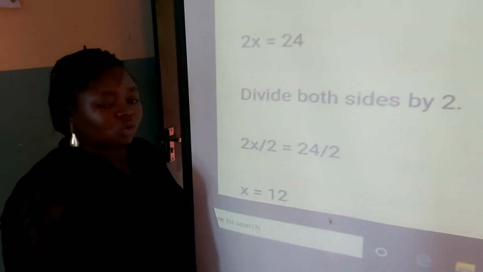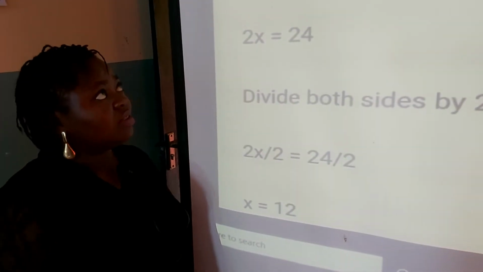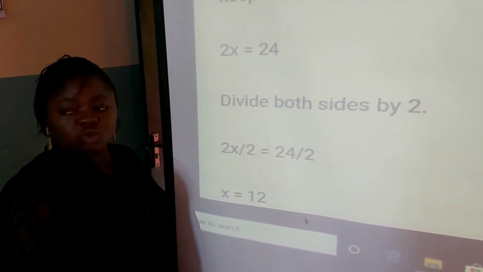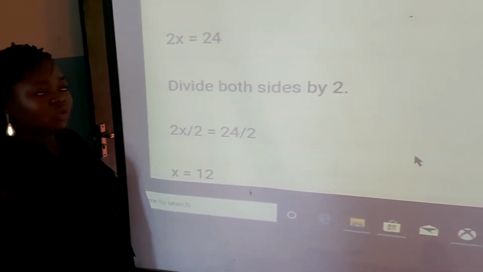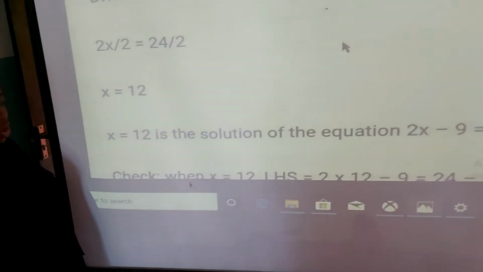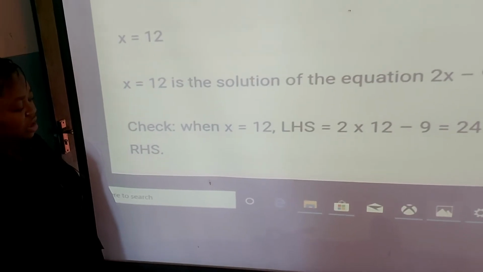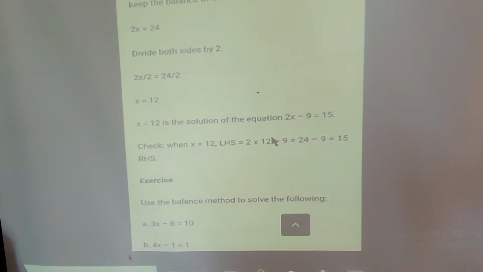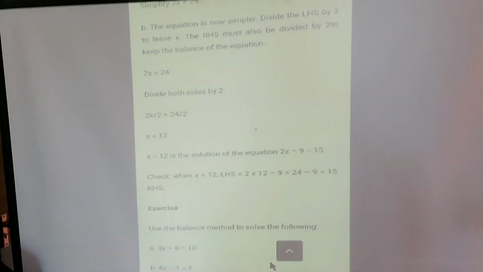So x equals 12 is the solution to the second equation, meaning when we put the value of x equals 12, it gives us 24. That balances the equation, and that is the solution to the equation. Next page, please.